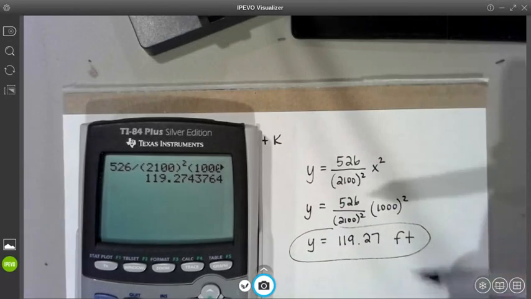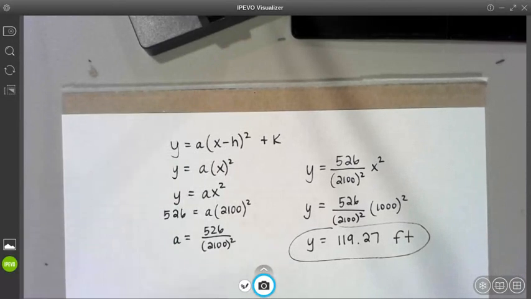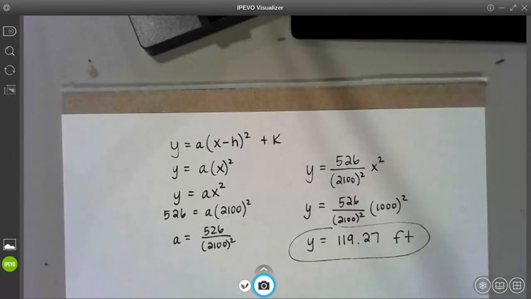Oh, actually, I apologize, guys. That's the height of the cable when it is 1,000 feet from the center of the bridge. Okay? All right.